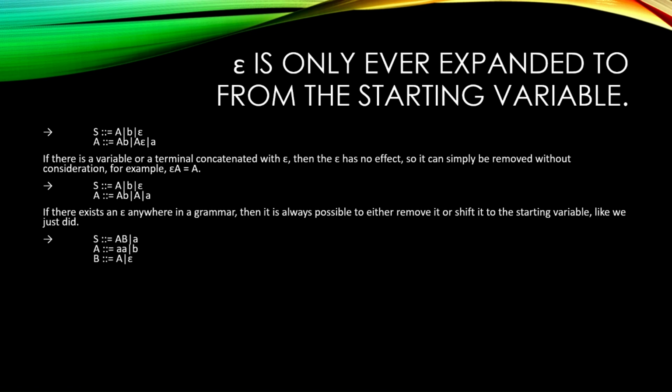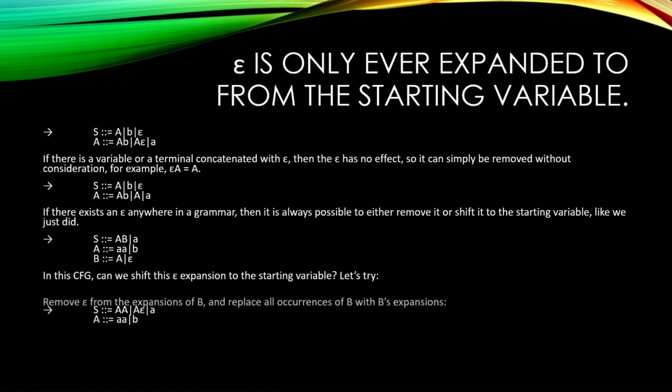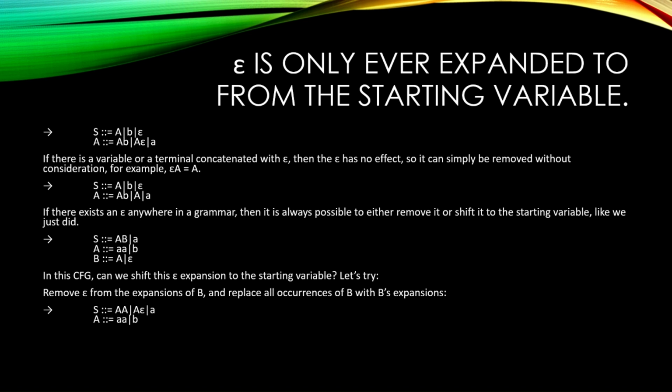Let's take this context-free grammar, because we've been shifting the epsilon to the starting variable, but can it always be shifted there? Can we shift it? Let's try. Remove epsilon. So we're removing epsilon from the expansion of B and replacing all occurrences of B with B's expansion. So we're eliminating B. So now, instead of saying S expands into AB, we're saying S expands into A followed by expansions of B. So AA or A epsilon or A. That A epsilon simplifies to A.